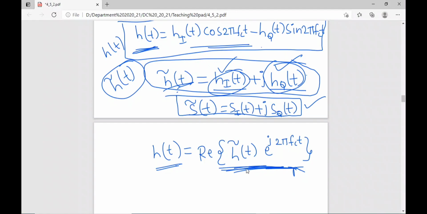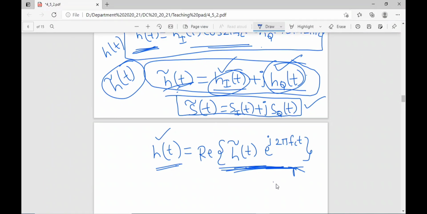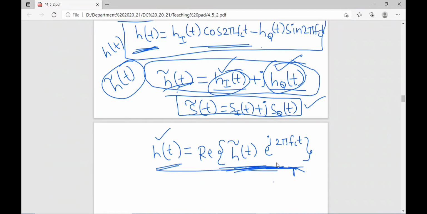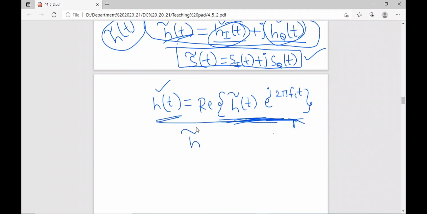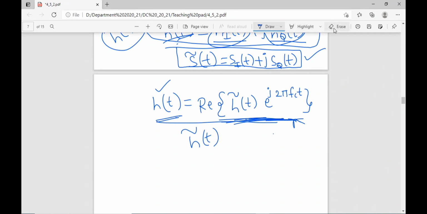And how have I written this equation? I need to find H of T, and H of T is nothing but the real part of H tilde of T e power j 2 pi FCT. Again, I have taken the analogy between the bandpass system and the bandpass signal. So this is what we have seen now, and now the further continuation. My final aim is to get H tilde of T. In order to get this H tilde of T, I will do some mathematical analysis.